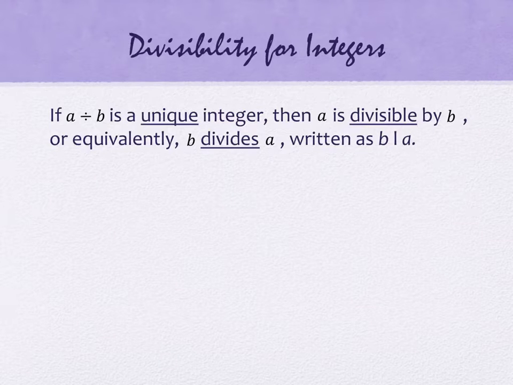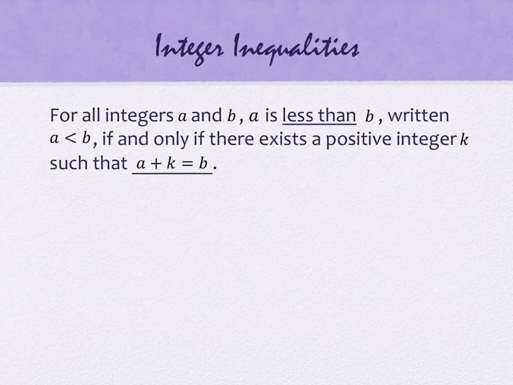We saw inequality notation also with whole numbers. It's not any different here either. For all integers a and b, we say that a is less than b if and only if there is a positive integer k such that a plus k is equal to b. We did it for whole numbers. We can do it for integers.